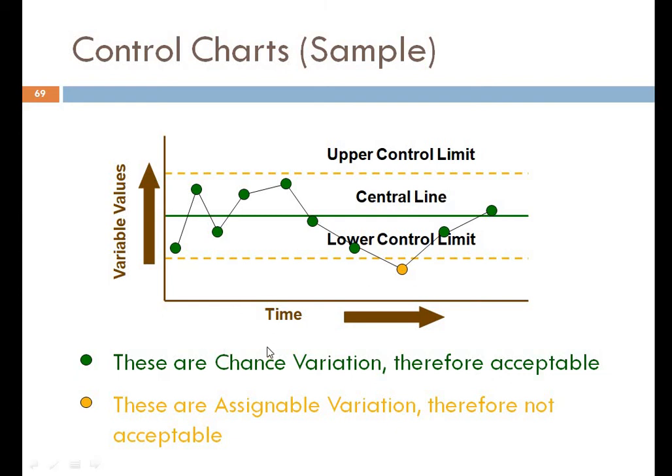So these are because of the chance variation, therefore we are going to accept the product, right? But this product is beyond the lower limit, therefore this is because of the assignable variation, and therefore we are not going to accept it. And as far as chance variation and assignable variations are concerned, please refer to my previous videos, जहां हमने चांस वेरिएशन और असाइनेबल वेरिएशन की बात की है. So this is the sample of how control charts look like.